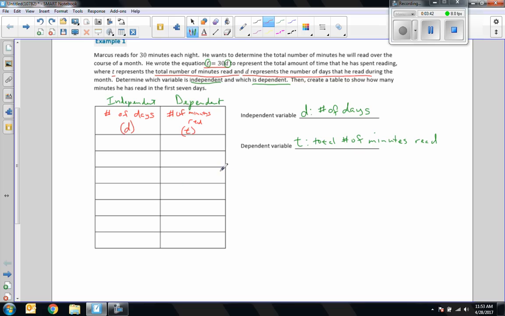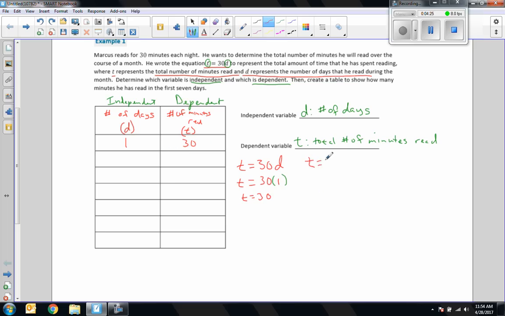So we have this equation, T equals 30D. So if I plug a value in for D, then we are going to get a value for T. So D is independent, but T depends upon what we plug in for D. T will change with every D we plug in. So if I decide to put 1 in for D, well, T depends on what D is. And if D is 1, 30 times 1 is 30, so therefore T has to be 30.